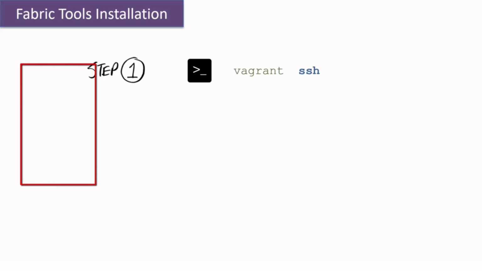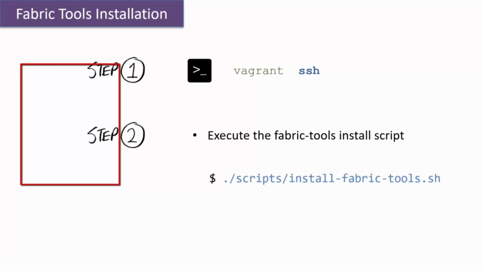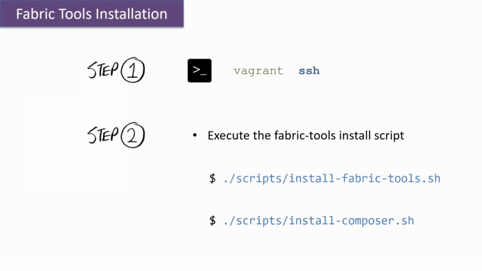The Fabric Tools installation is a two-step process. In step number 1, you log into the virtual machine using the command vagrant ssh. In step number 2, you execute the Fabric Tools install script. There are two scripts that you need to execute: install-fabric-tools.sh and install-composer.sh. This second script will install the Composer tools on the virtual machine.